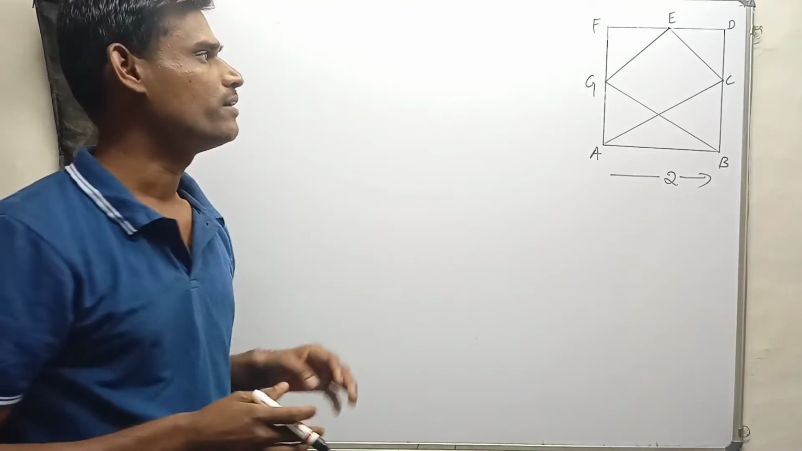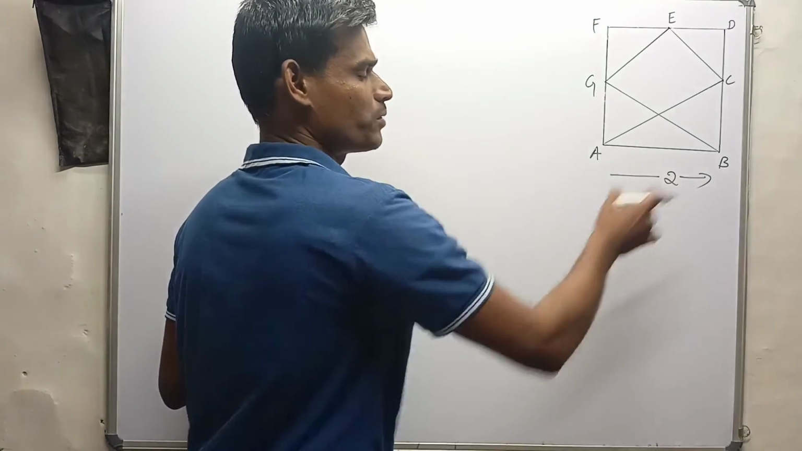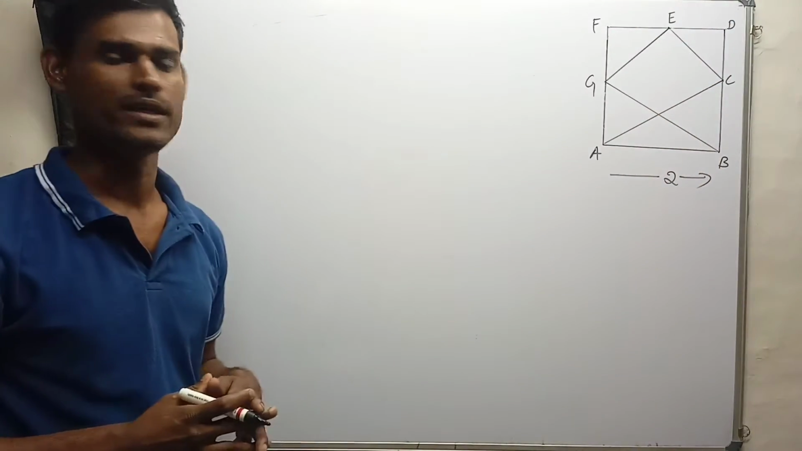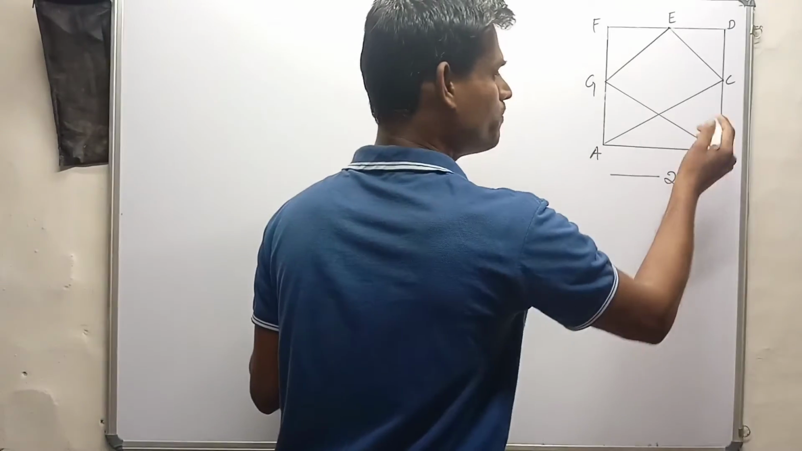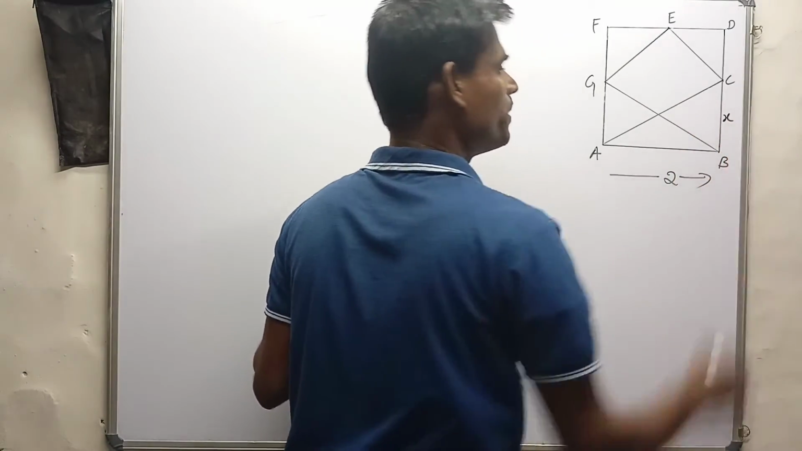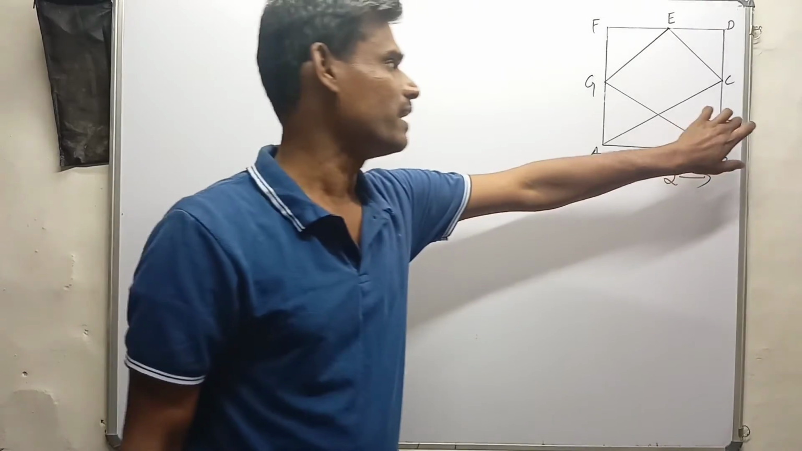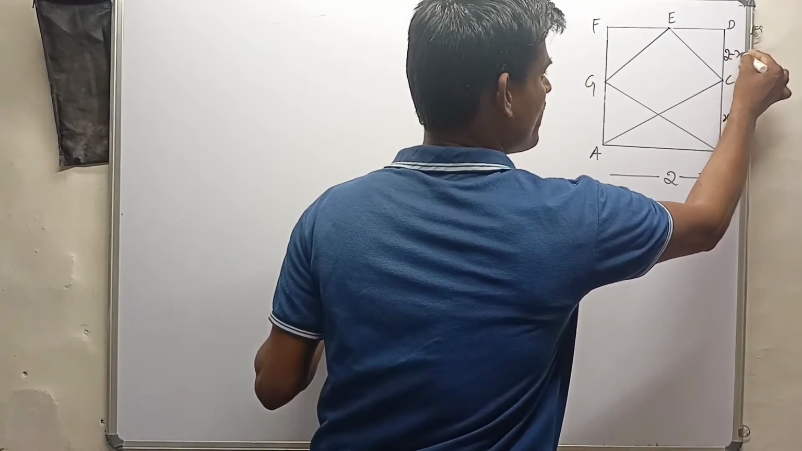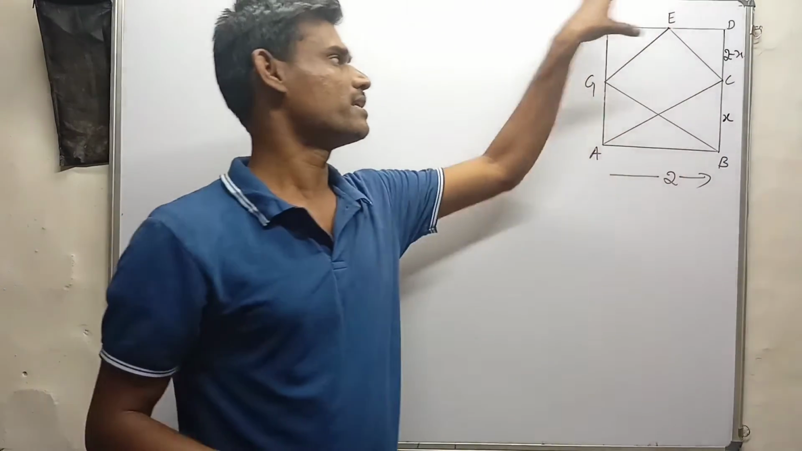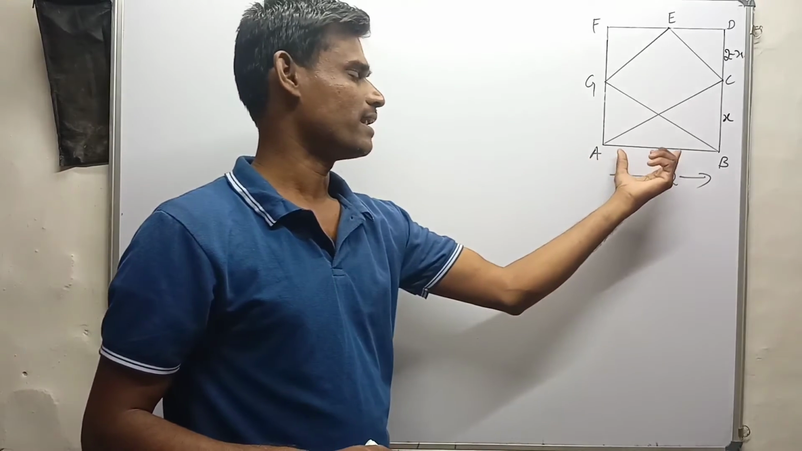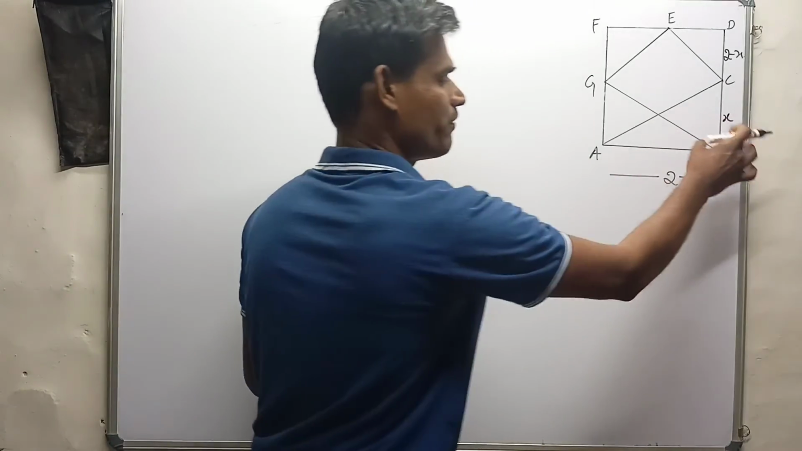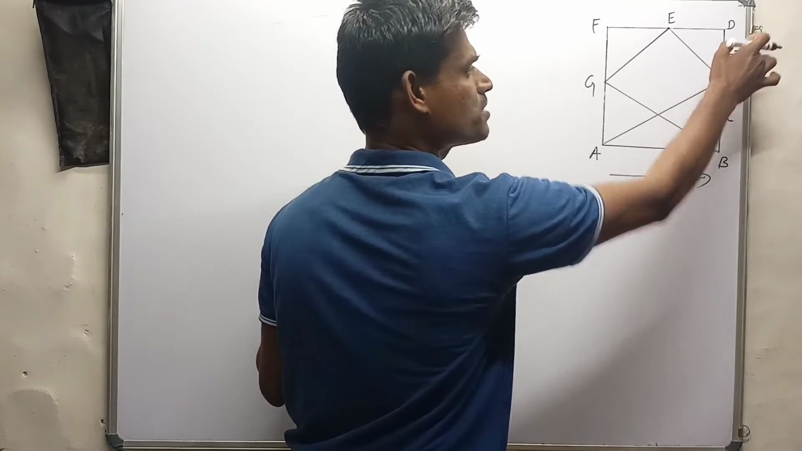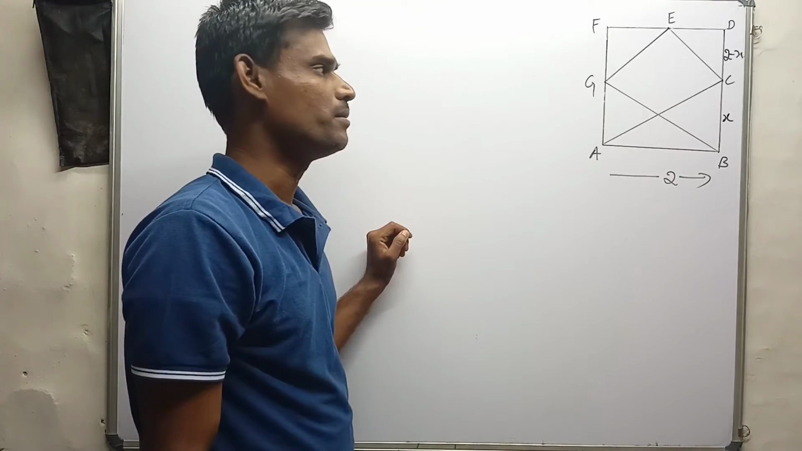To calculate that, first let's find out the lengths of BC, DC, ED and FE. Let us assume the length of BC as x meters. Then the length of DC becomes 2 minus x meters. Since the figure is a square and the length of AB is 2 meters, if we consider the length of BC as x, then the remaining part, the length of DC, becomes 2 minus x meters.